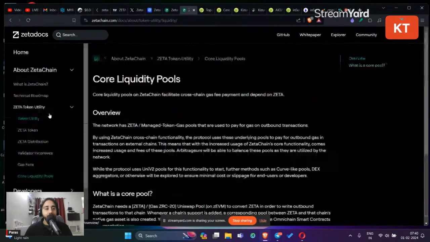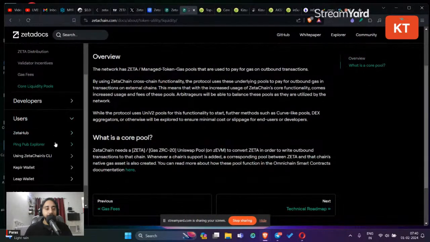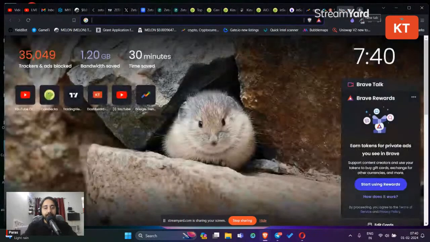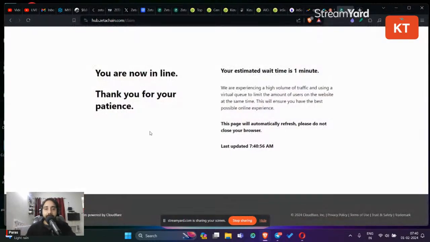Okay, this is done. Core liquidity pools. This is not required right now for the users. Zeta Hub is there. So yeah, one more thing that I need to focus on, that is if by chance you have interacted with Zeta Chain, you can go to hub.zetachain.com/claim. Okay, this site is down right now. So this link is used for the users to claim the airdrop.